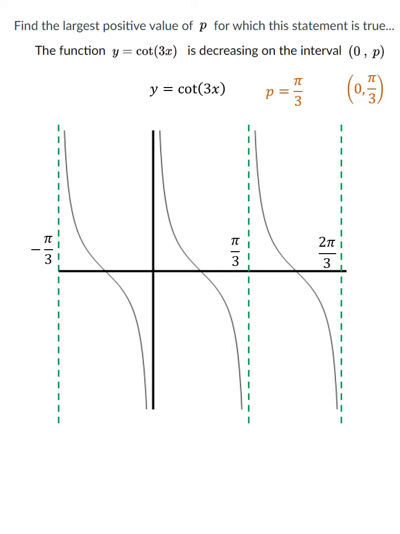But all of the discussion that you just heard was designed to convince you that if p were smaller than pi over 3 and still between 0 and pi over 3, it would be a true statement. If p were bigger than pi over 3, then it wouldn't be a true statement. And therefore, pi over 3 is the largest possible value of p for which this statement is true. And that completes this problem.